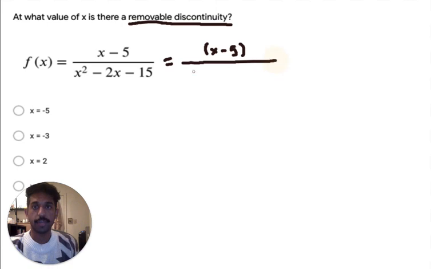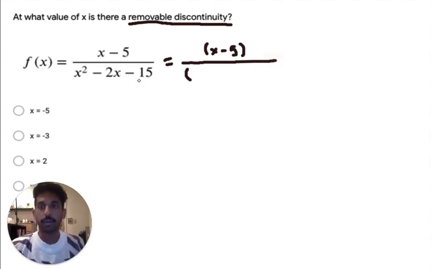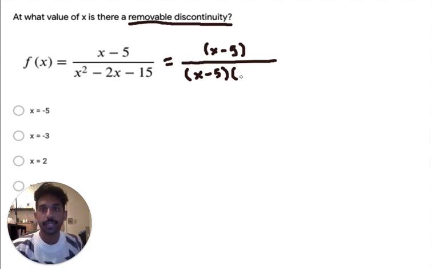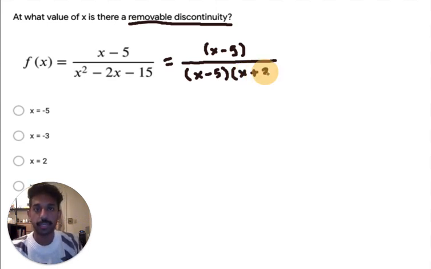And our denominator, if we factor it, well, I know it's going to be something where it's two numbers that multiply to make negative 15, and they add together to make negative 2. Those two, I know, are going to be x minus 5, because I have negative 5. And negative 5 times positive 3 will make negative 15. And negative 5 plus positive 3 will make negative 2. And so I know that my other factor here is going to be x plus 3.